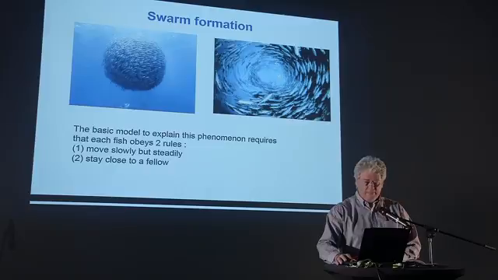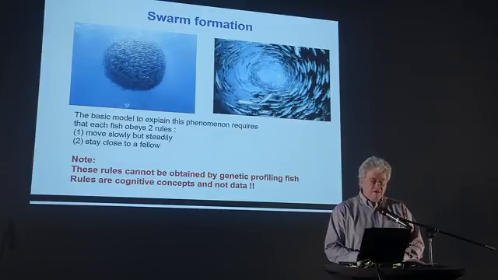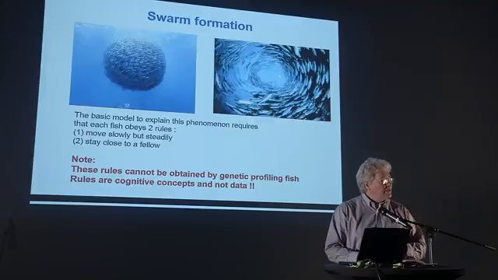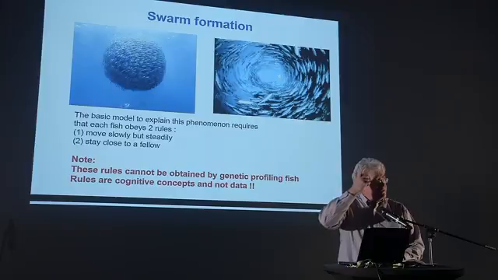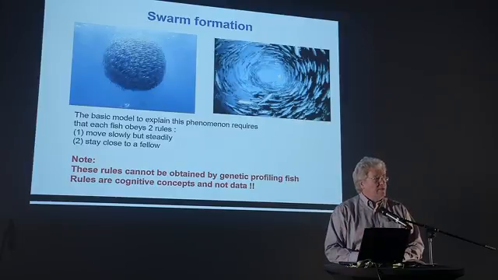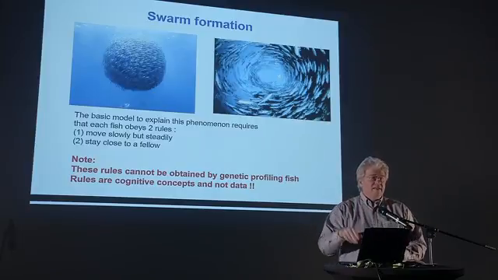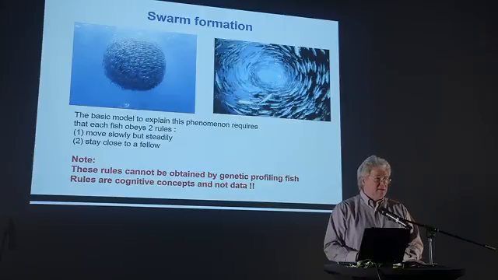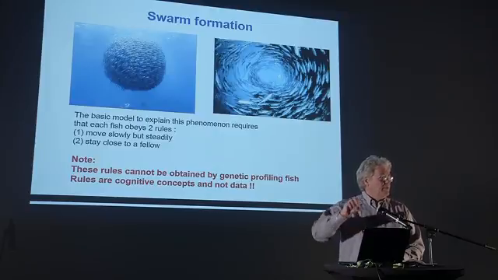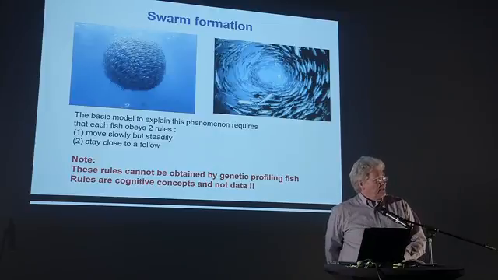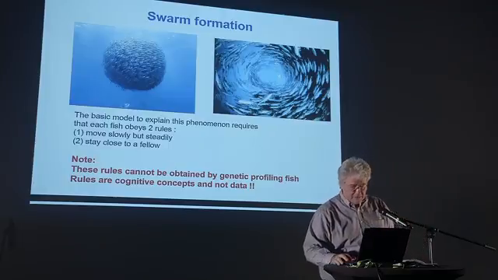Why is that? That is because rules cannot be observed. They are cognitive concepts. They are abstractions. They are something that originates in our mind when we try to understand a process, and this is a composite. Nowhere in nature is there a rule written down, except when Moses found the 10 rules on the mountain.